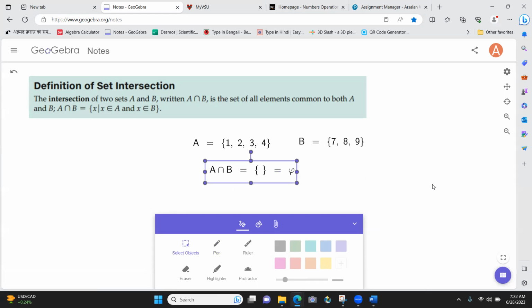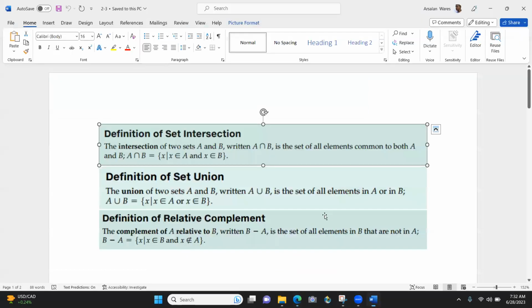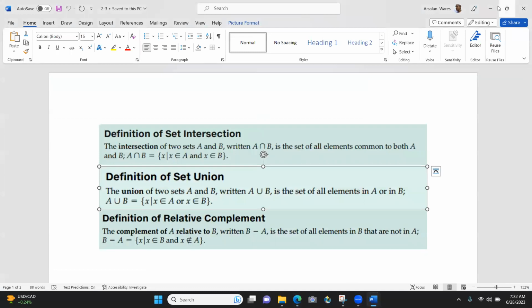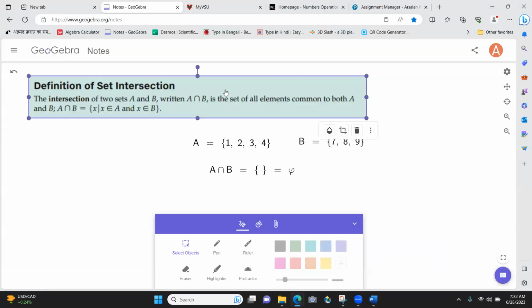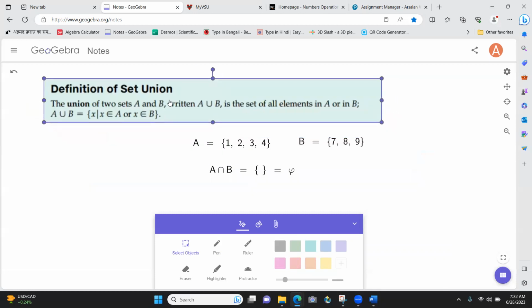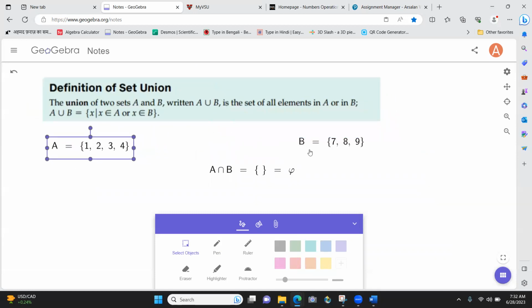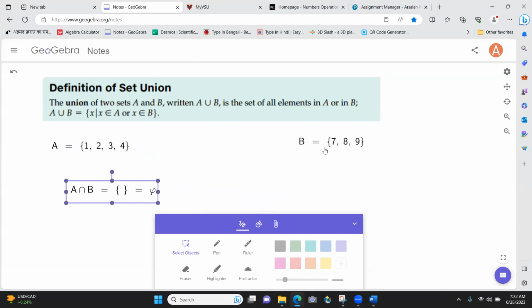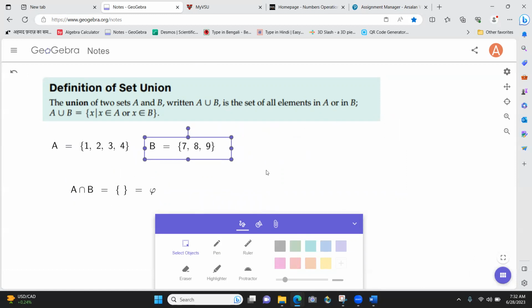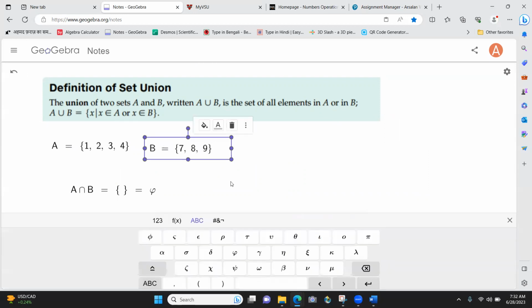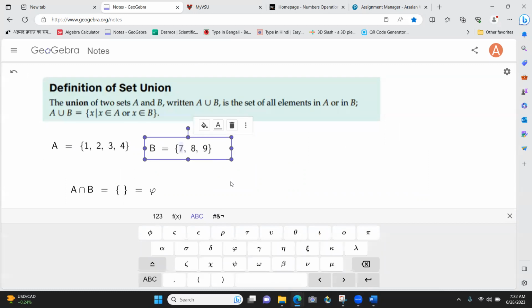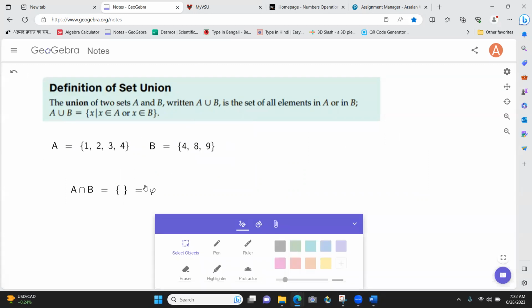We have two more definitions in this section. Not too bad, I think. The next one is union. So what's union? Union is when you take the elements of set A and the elements of set B and you put them in the same file. Nothing gets repeated. So let me take another example here. 4, 8, and 9 is fine.